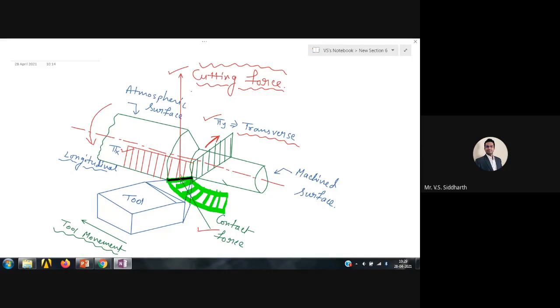I am asking whether any of the forces is parallel to any of the planes or not. Can I say that this cutting force is parallel to the pi x plane? No, I can't, because this pi x plane is going parallel to the axis, but here there is an edge which is inclined at some angle. The side cutting edge is inclined at some angle.